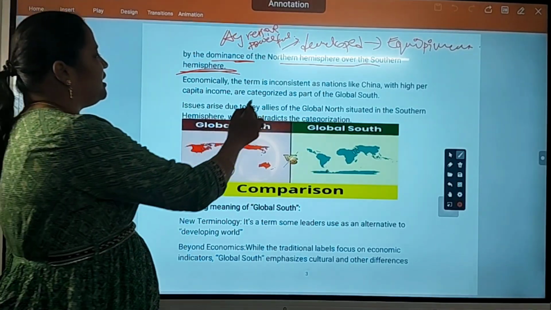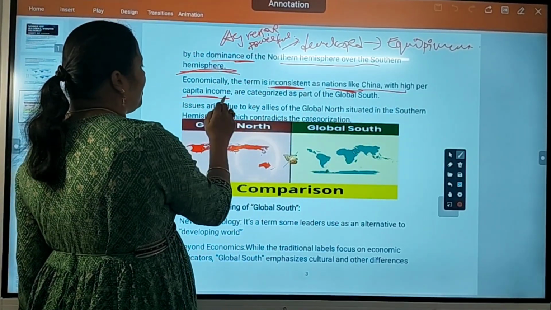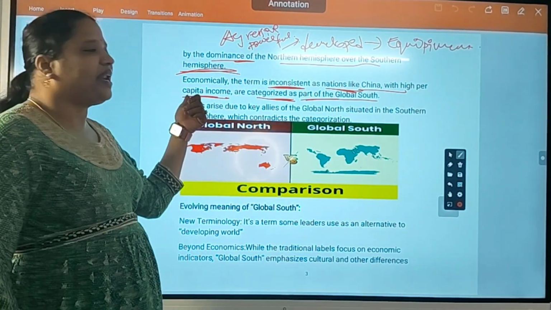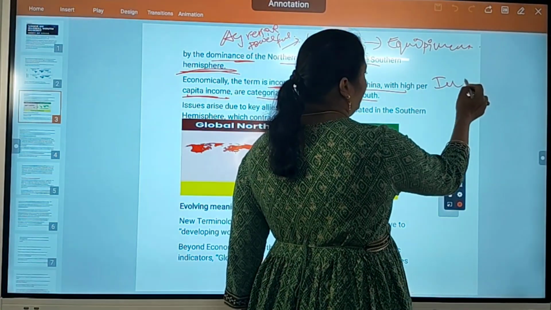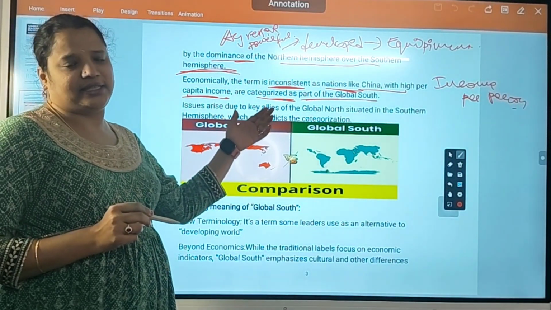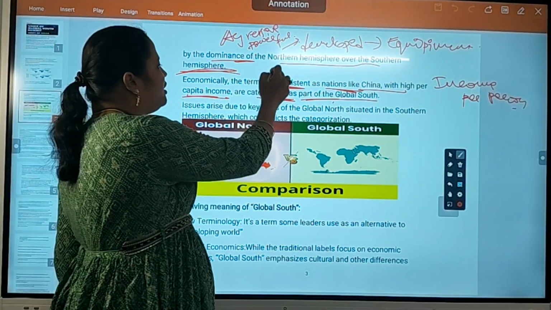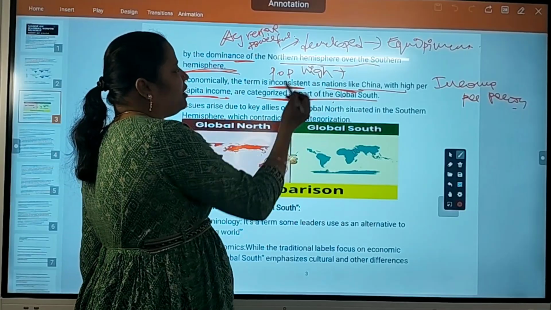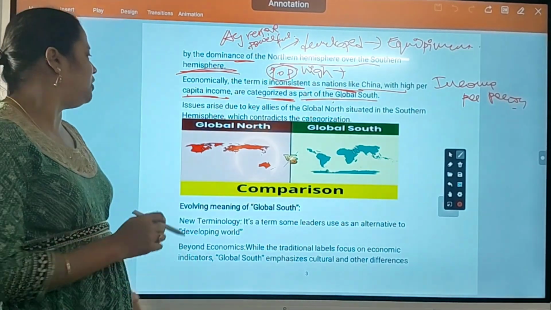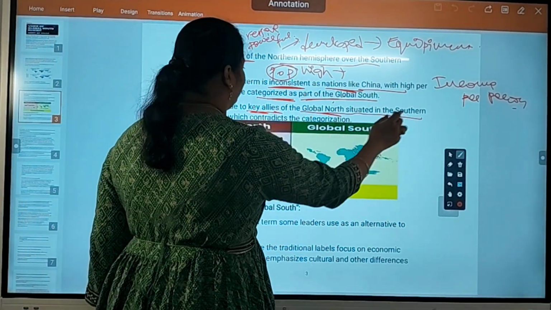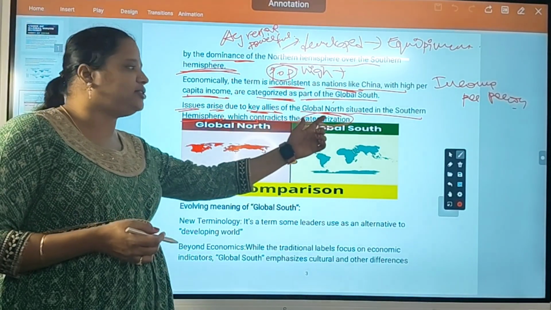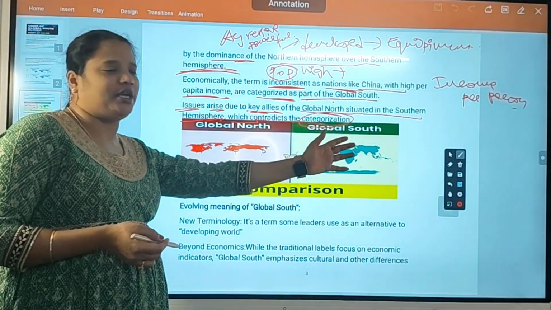Economically the term is inconsistent, as nations like China with a high per capita income are categorized as part of the Global South. Even in China, people have high per capita income, meaning income per person is high, even though it is treated as an LDC, a part of the Global South. Why? Because China's population is very high. So even though China is developed, it is of no use with the population. That is the thing. That is why it comes into the Global South. Issues also arise because key allies of the Global North are situated in the Southern Hemisphere, which contradicts the categorization, and this creates confusion with the terminology.